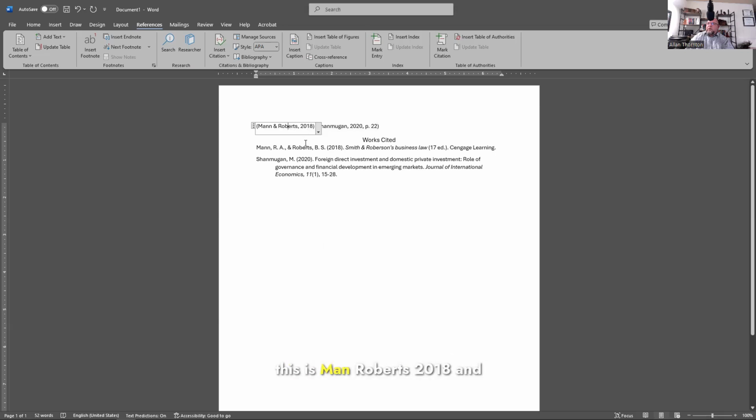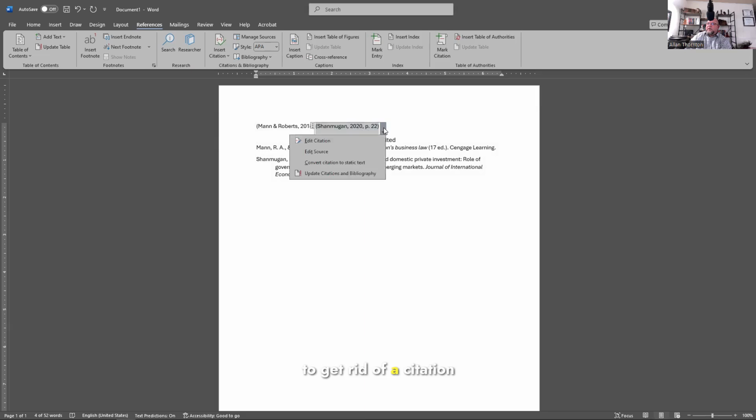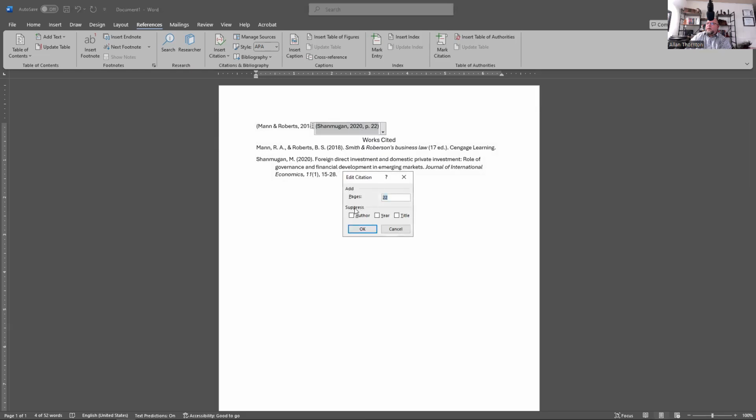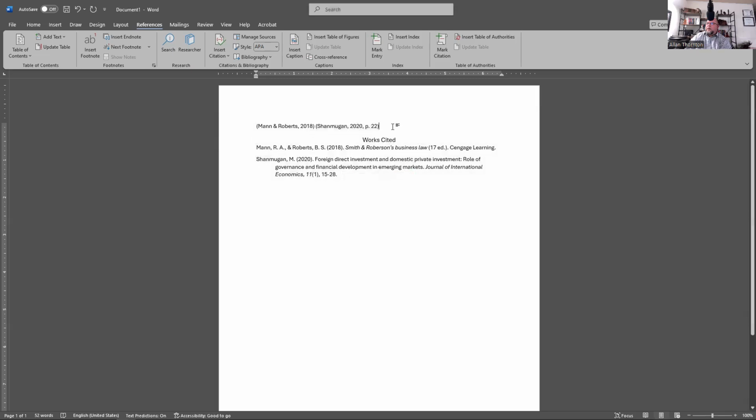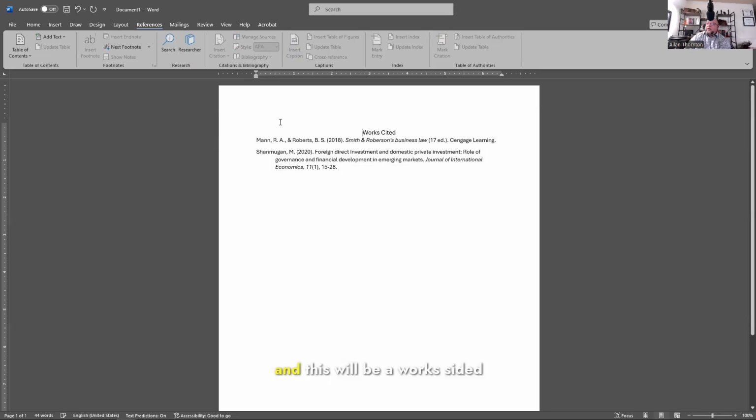You'll notice here this is Mann and Roberts 2018, and this is a works cited page. So you take all this off right here. It takes a little bit of work to get rid of a citation. You know, and this will be a works cited page. This is what that one singular page that has your works cited should look like.